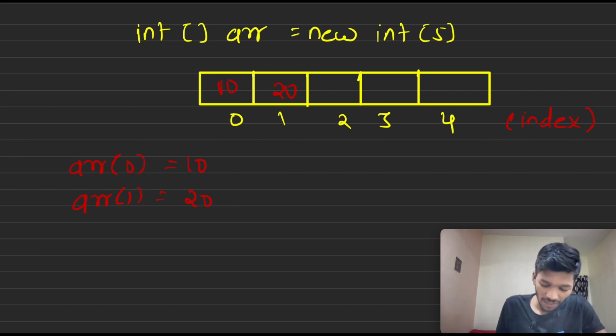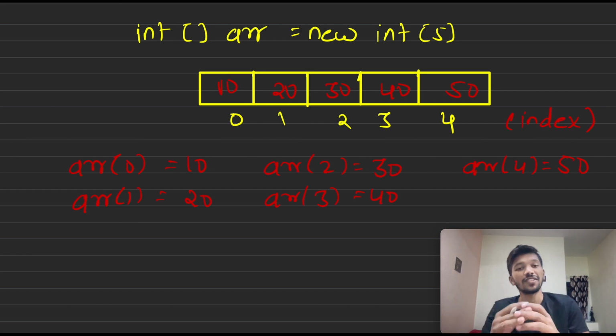Now suppose I want to store a value at index 2 equal to, let's suppose, 30. So here 30 will get allocated. Now ARR of 3 equals 40, so here 40 will get allocated, and ARR of 4 equals 50, so here 50 will get allocated. So this is how we can add the values in our array.